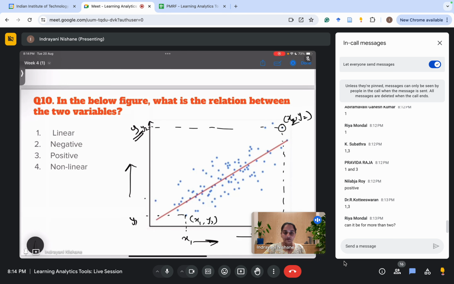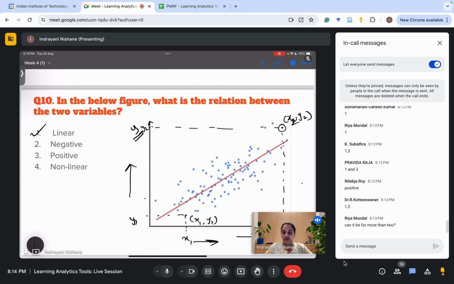So here this is the best fit line. The best fit through the sample is a straight line. That means there is a linear correlation or non-linear. So two types of correlations, linear or non-linear. Since the best fit line is a straight line, that means it's a linear correlation. This is a straight line, so linear correlation.